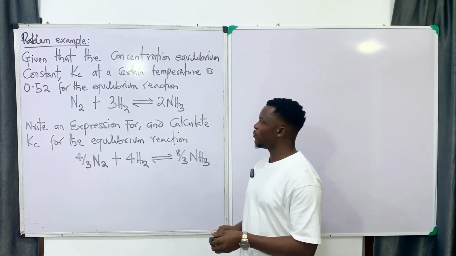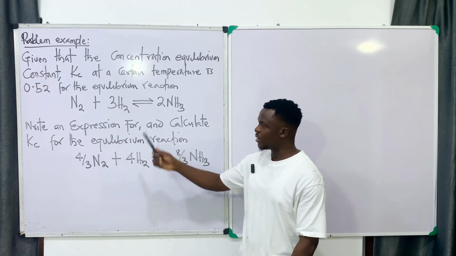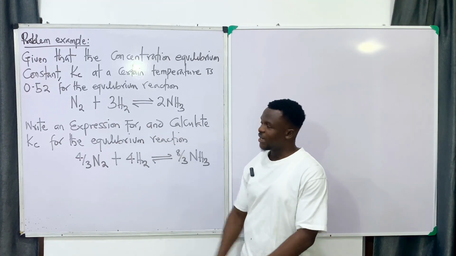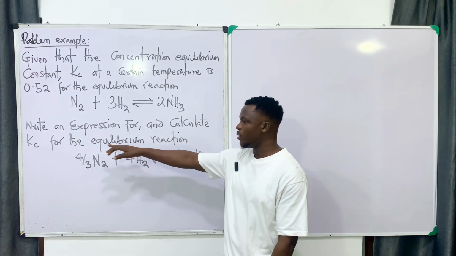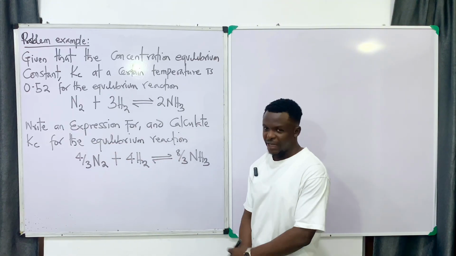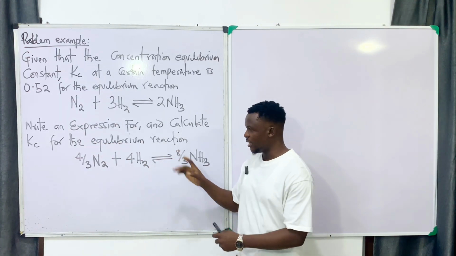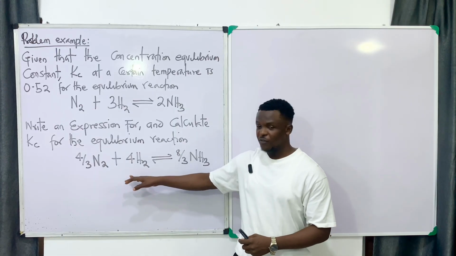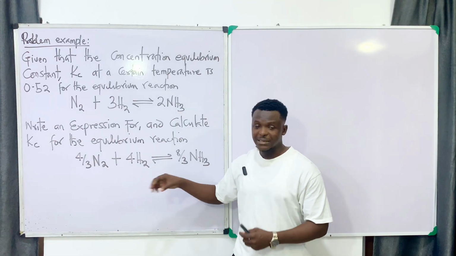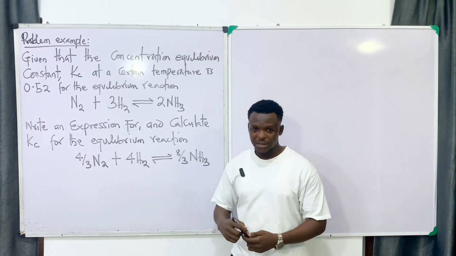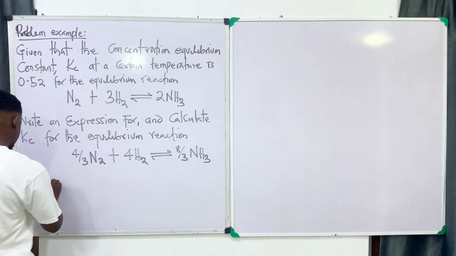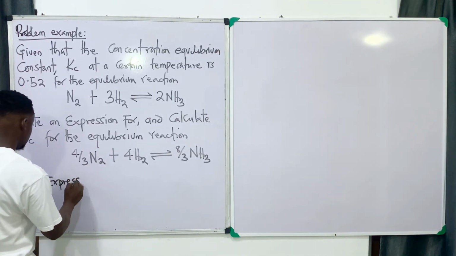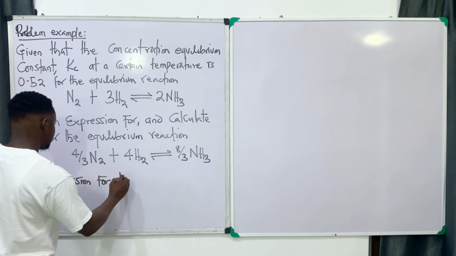Given that the concentration equilibrium constant Kc at a certain temperature is 0.52 for this reaction, write an expression for Kc and calculate equilibrium constant Kc for the equilibrium reaction. So they're asking us two questions here. First, you have to write the expression for this, which I'm going to show us. And secondly, you have to solve for the equilibrium constant. Now, all right, so let's start. I'll say solution for equilibrium constant expression. I'll say expression for Kc.